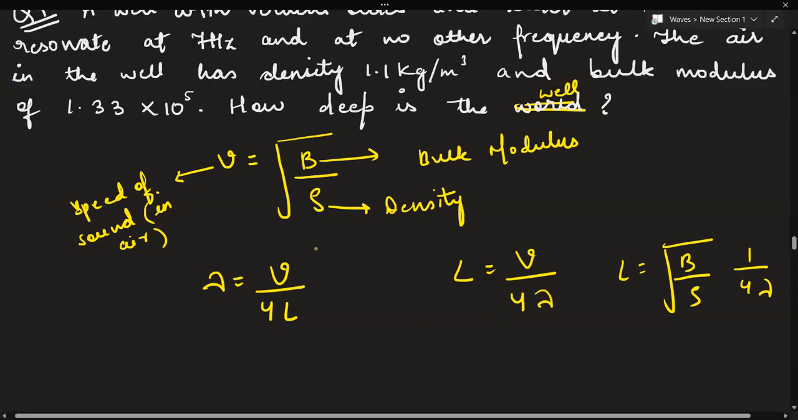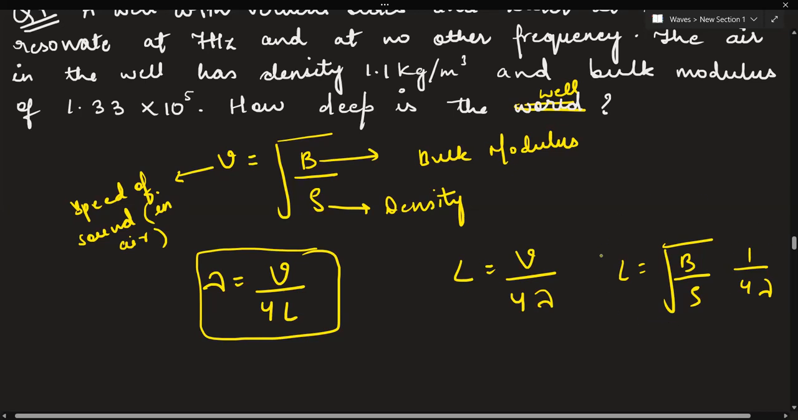Okay, see, this is the relation you already know. For calculation of length, we will be writing velocity by 4 times the frequency. Since the velocity is not given to us, but we have sufficient data of density and the bulk modulus, and this is the relation. So if we put the value of bulk modulus and density's relation in terms of velocity, we will be getting length is equal to under root B by rho, 1 by 4 nu.